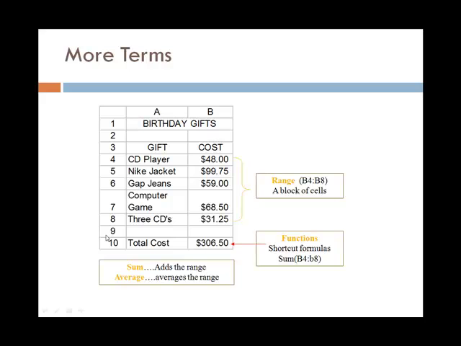Here we have a sample spreadsheet. Notice that when we talked about a range, in this case B4 through B8, that refers to B4 starting here, including all of the cells down through B8. Down here at the bottom, we have a cell that has our total cost, and in this particular case, it will include a formula or a function. In this example, it is a sum. It's adding B4 through B8.